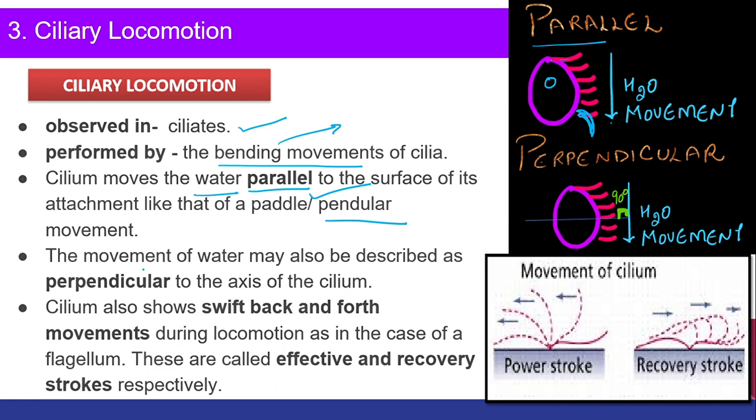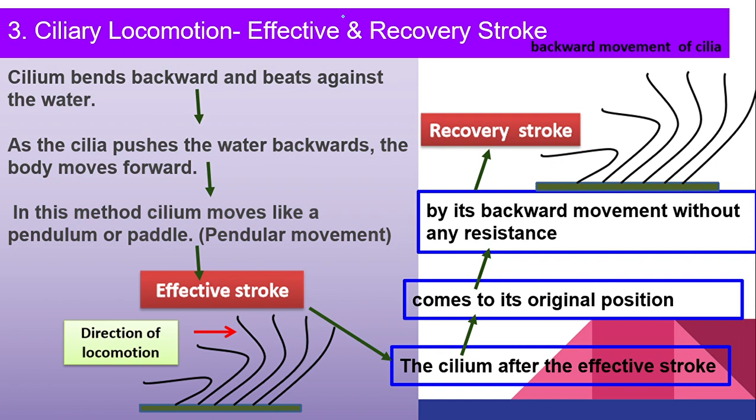The movement of water may also be described as perpendicular. Class, see the second picture. When you see the water is moving in this direction, but see the axis of cilia. The movement of water may also be described as perpendicular to the axis of cilia. When you see the axis of cilia, cilia is in this direction. While moving, the movement is in a parallel direction. But what is the exact axis of cilia without any movement? That is nothing but perpendicular to the movement of water. Cilia also shows swift back and forth motion like a pendulum, right? These are called effective and recovery stroke, which we have already studied.